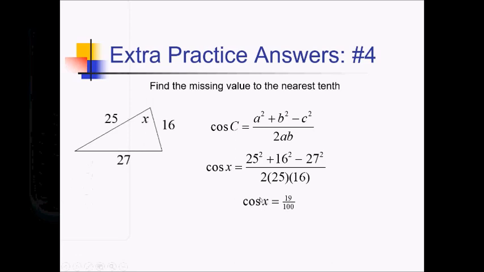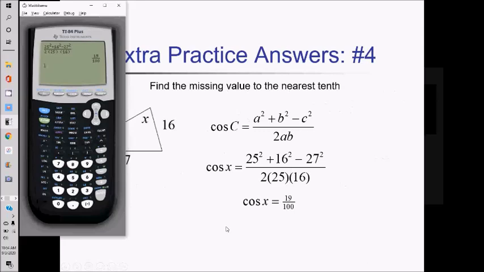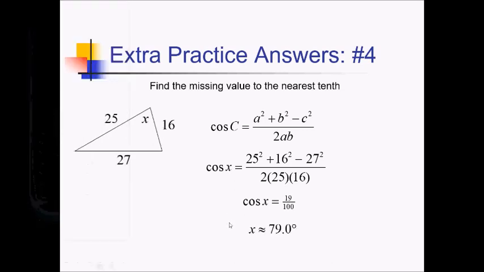So that's what the cosine of x equals. To get x itself, I'm going to go back on the calculator and take the inverse cosine of this fraction. So second cosine, and then let me cut and paste that in there by up arrowing and pressing enter on that. Close parentheses, press enter. We get 79.0 degrees. And because we used law of cosines rather than sines, this angle is unambiguous. There's no other answer. We know that this is it.